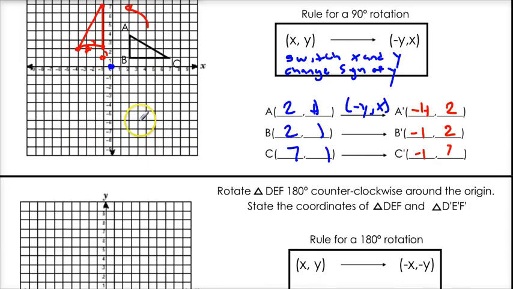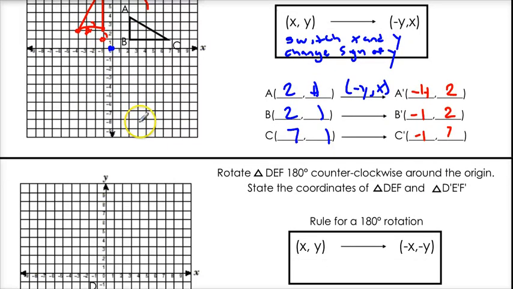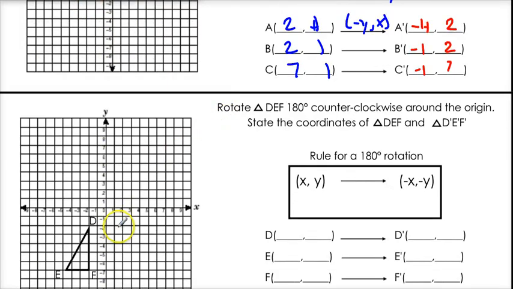Let's do a 180 rotation, all right? So we're gonna rotate triangle DEF counterclockwise around the origin. State the coordinates of triangle DEF and D prime, E prime, F prime, all right? Now the rule for a 180 degree rotation around the origin is just this. X and Y stay in the same position, but you change the sign of X and you change the sign of Y. So change the sign of X and Y coordinate.